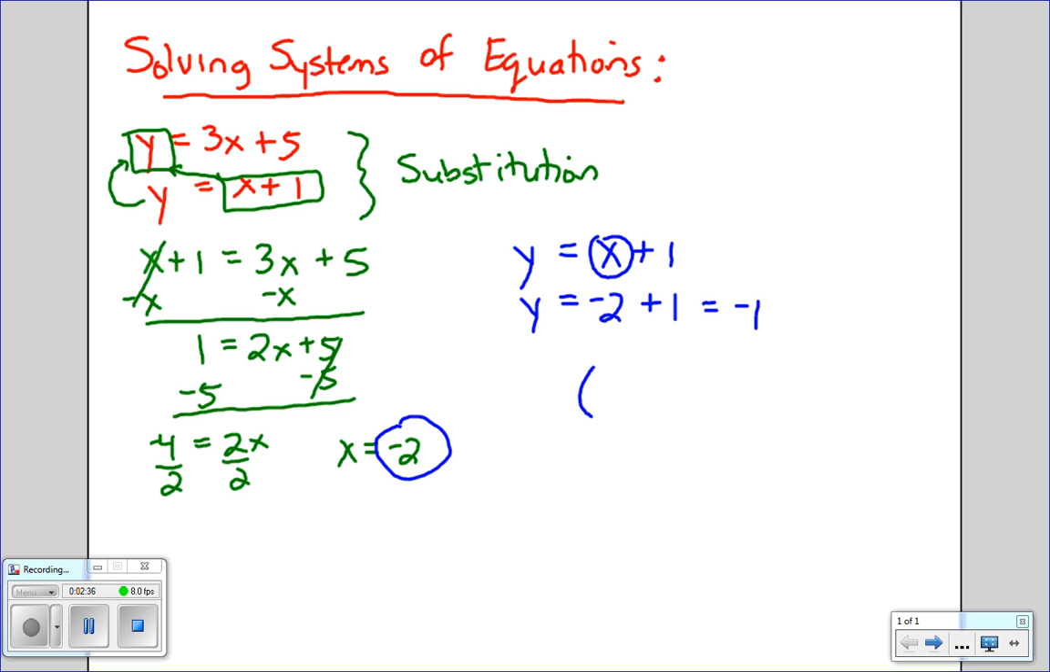Here's another thing we're going to be really picky about. When you want to show a solution to a system, you're going to write it as a coordinate point. X was negative 2, y was negative 1. You have to put it in that order, alphabetical order. So if you had A and B you were working with, of course the A goes first, the B goes second. And that's how you show your answer. Okay, so there's our first one using substitution.